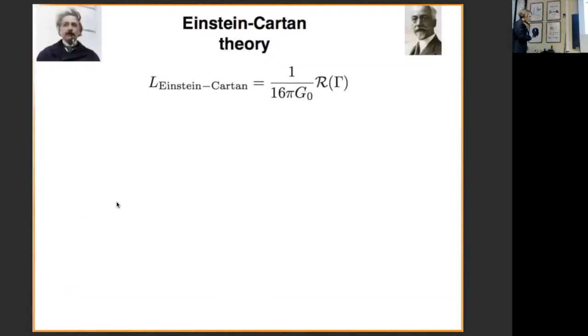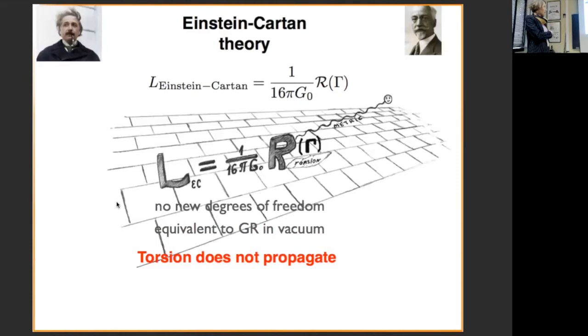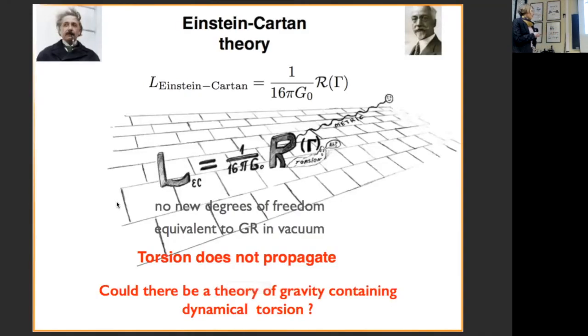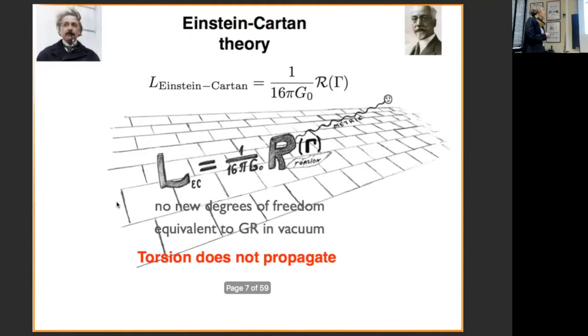And the first theory which considered non-zero torsion, as you know, was Einstein-Cartan theory, which is equivalent in vacuum to GR, and torsion is not independent in this theory, it does not propagate. And then the following question arises: whether we can create some theory where torsion will obtain dynamics, will become a dynamical degree of freedom.